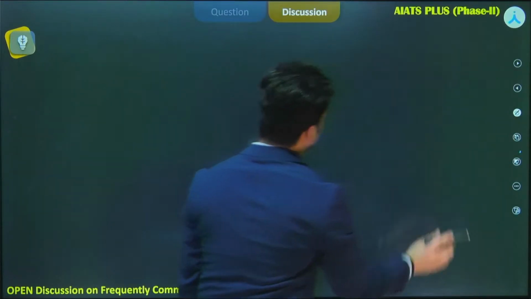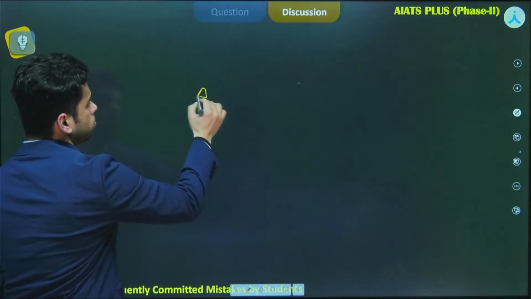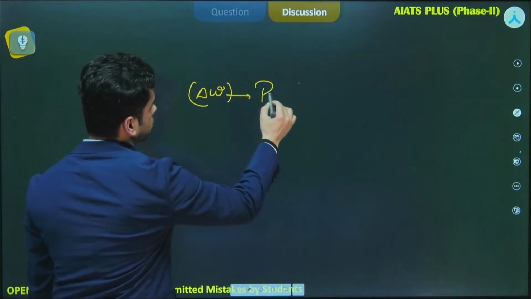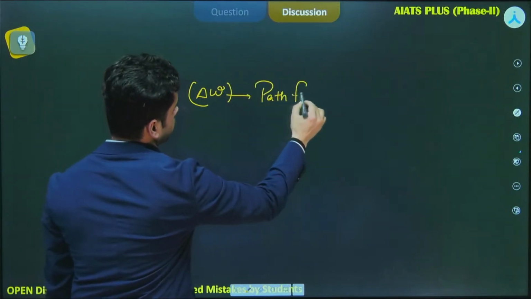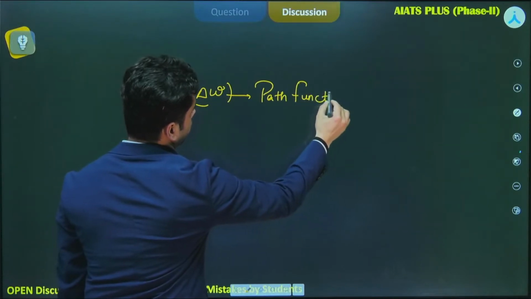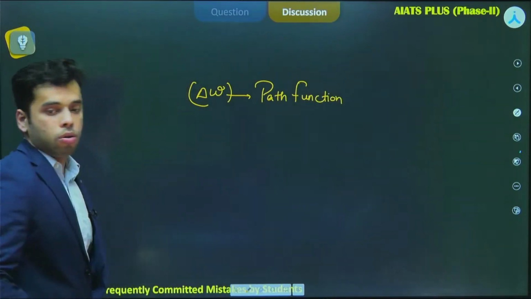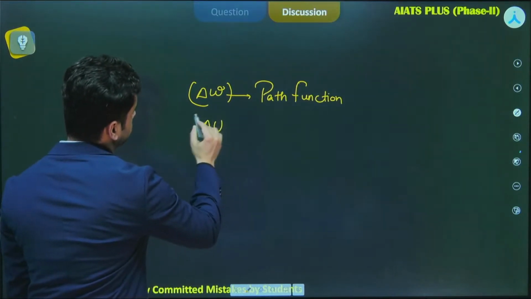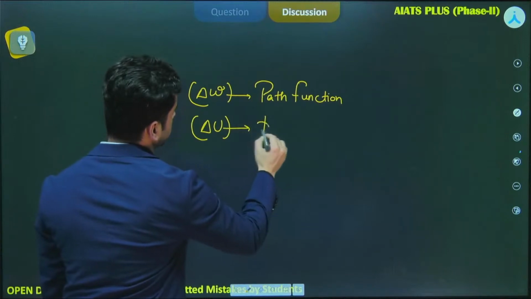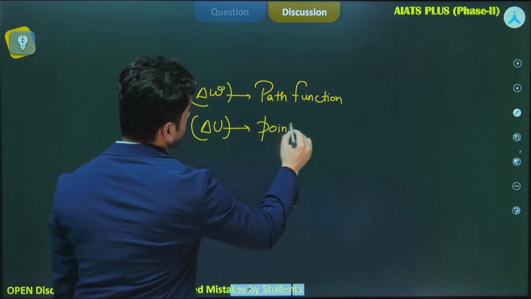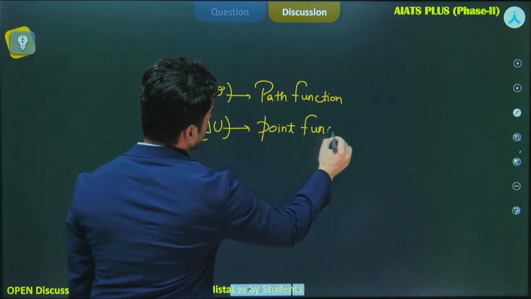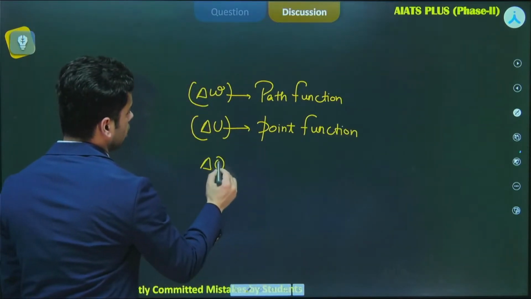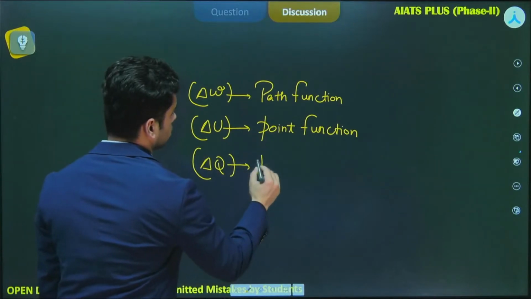See, delta W, or the work interaction or the work done, is a path function. Delta U is a point function. And let's talk about delta Q, the heat interaction. It is also a path function.